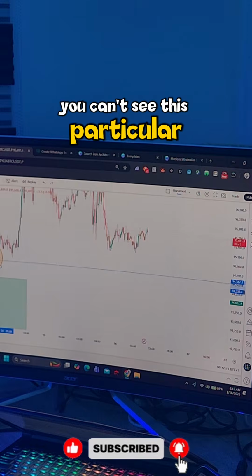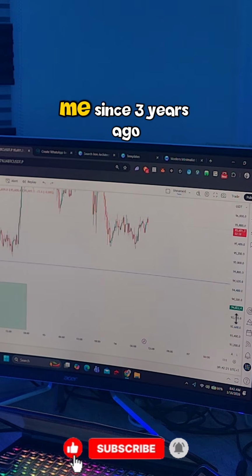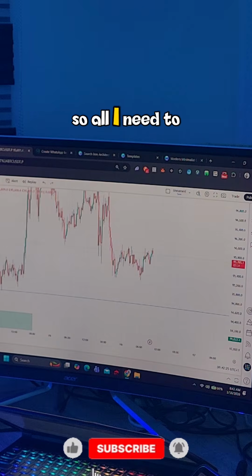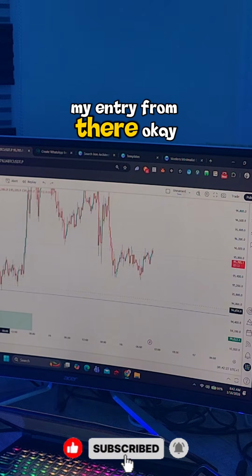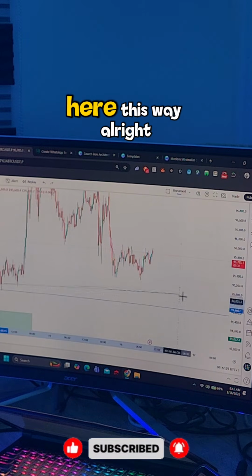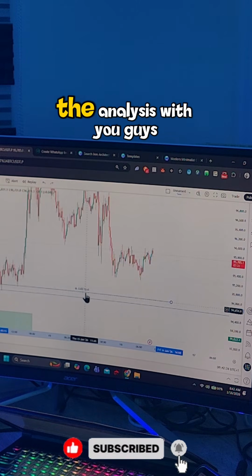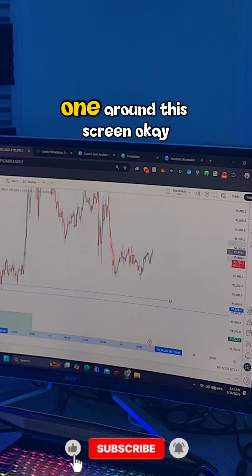You can't see this particular strategy anywhere. It has been working for me for 3 years now, and I'm teaching our students this particular strategy. So all I need to do is just pick my entry from there. I pick my entry from here this way. I might be sharing the analysis with you guys on this screen. Maybe you'll be seeing it somewhere on this screen.